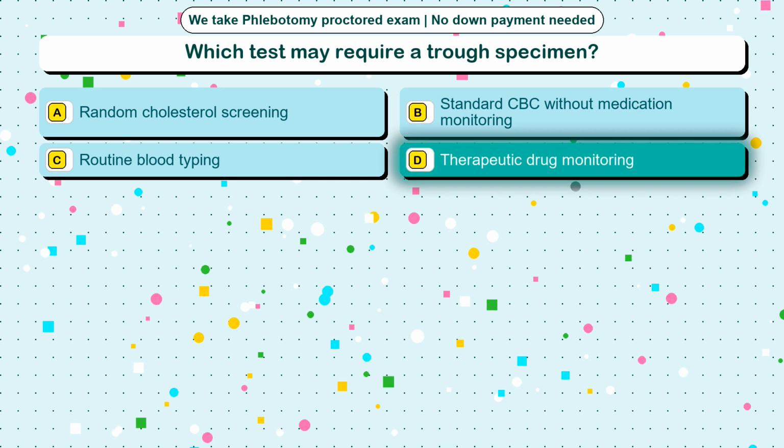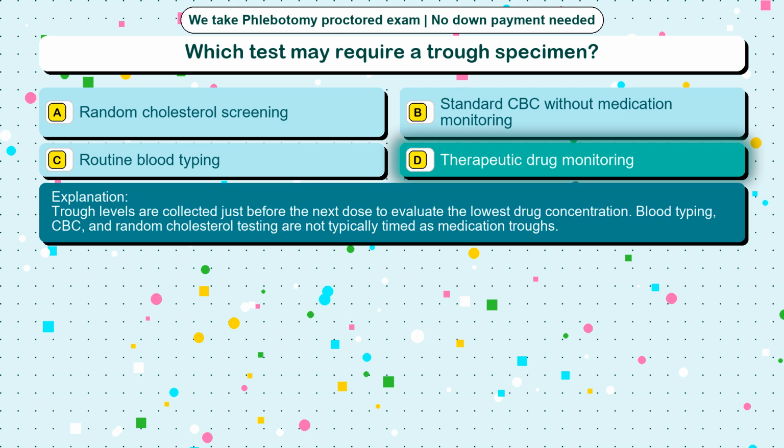The correct answer is option D, therapeutic drug monitoring. Trough levels are collected just before the next dose to evaluate the lowest drug concentration. Blood typing, CBC, and random cholesterol testing are not typically timed as medication troughs.